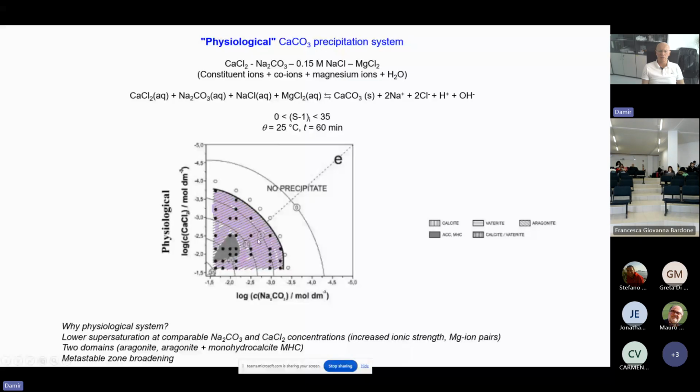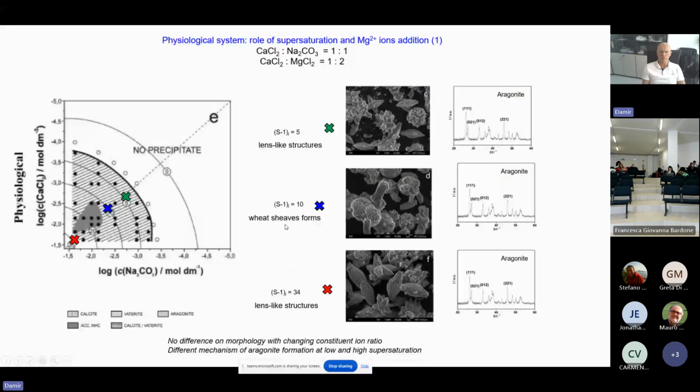This color indicates this region. In this region, we obtained aragonite. So, in contrast to the previous system, we succeeded to precipitate aragonite. We can also observe, you can see these empty dots here, that we obtained a very wide broadening of the metastable region. So the solution is supersaturated even from this step here, but supersaturation is much more strongly suppressed, and there is no precipitation in this region in comparison to the previous precipitation system.